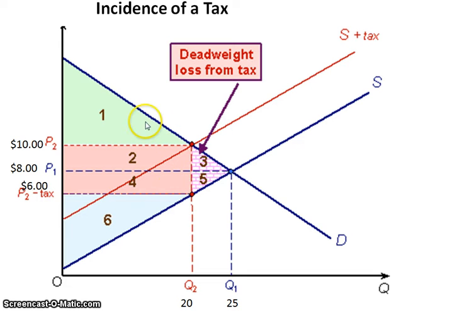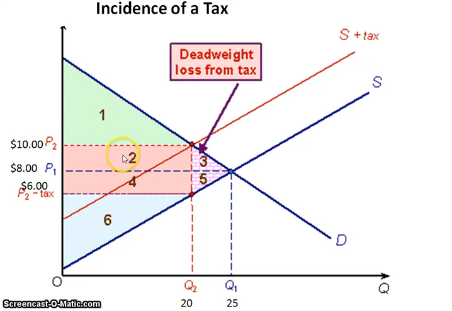And then you have area 1 over here, and this is where we get into consumer surplus. Remember that consumer surplus can be found as the area below the demand curve and above the equilibrium price. So prior to the tax, consumer surplus was this whole area of 1, 2, and 3. After the tax, consumer surplus is above the equilibrium price of P2 and below the demand curve, and so consumer surplus is reduced to area 1.